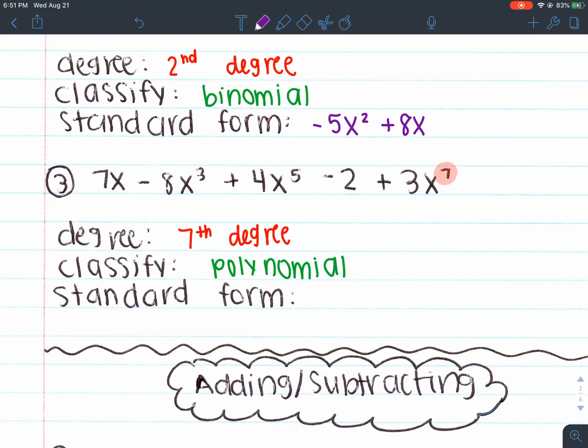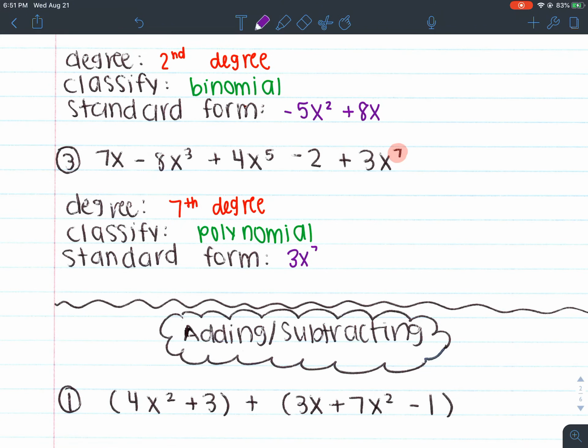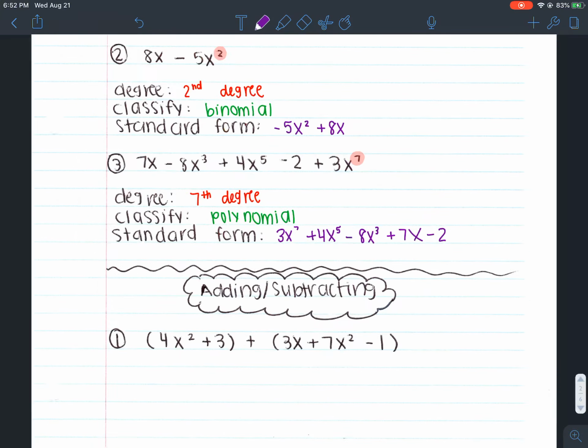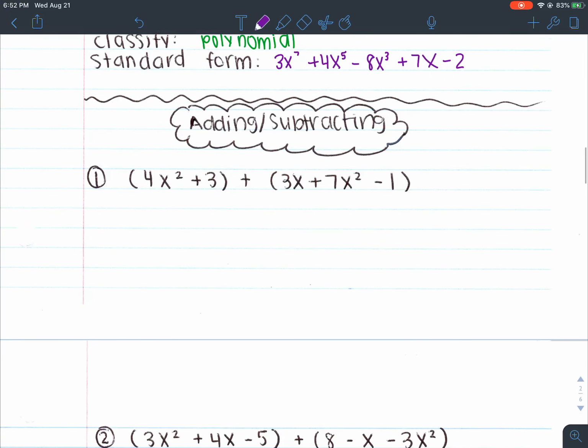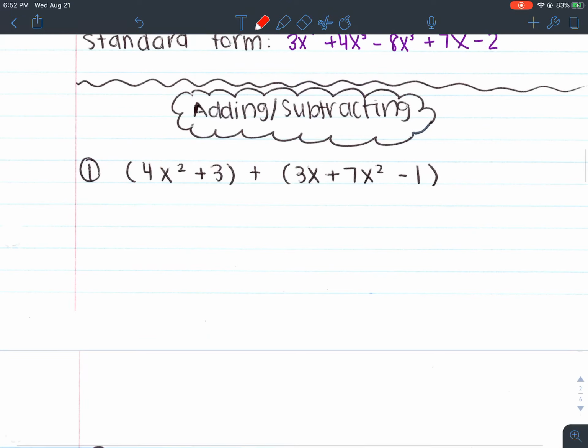And then lastly, we're going to order this. So we're going to start off with 3x to the 7th because that's the highest exponent. Move on to 4x to the 5th. Minus 8x cubed plus 7x minus 2. So 7x does come before the negative 2, and the reason why is because the exponent on the x is a 1, whereas there is no variable here, so your exponent is technically 0, or the degree of that term is technically 0.